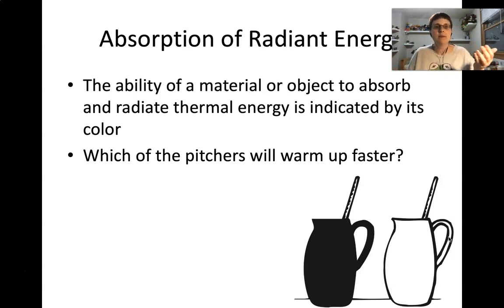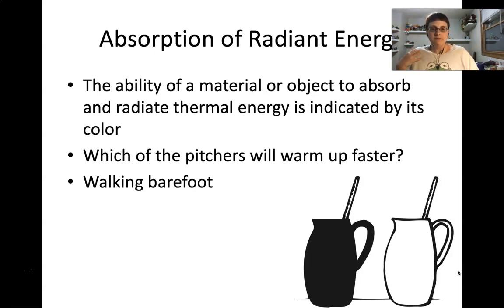You probably set something outside that was dark colored, and when you went back and picked it up, it was hot. We know that wearing a dark colored t-shirt out in the sun is going to make you feel hot, but if you wear a light colored t-shirt out in the sun, it will make you feel cooler. And this is why. It has to do with the absorption of radiant energy. So when you wear that dark colored t-shirt out in the sun, it's going to absorb the visible light rays as well as things like some ultraviolet and some infrared.